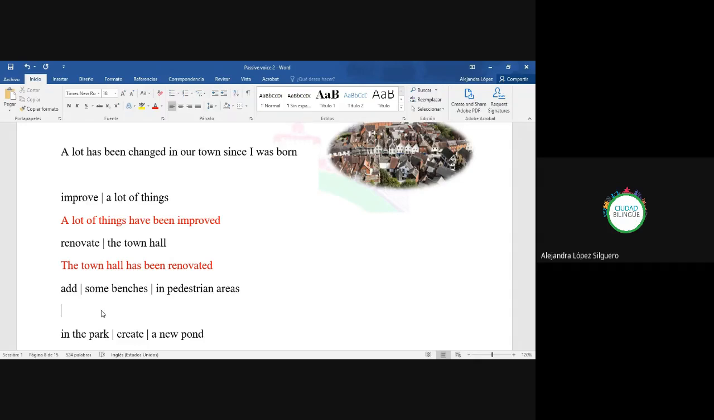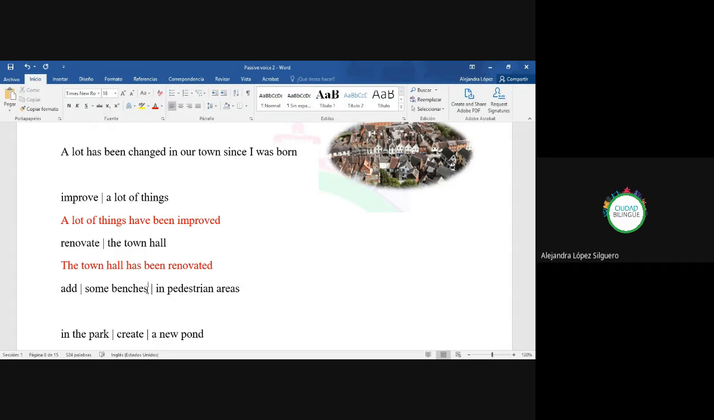Okay, some benches has an pedestrian area. Okay, remember, first one to identify the tense is very good. And the noun, tenemos some benches, right? This one is plural. So the auxiliary will be have, and remember the been. Have been or has been. Have been added. Very good, Israel, thank you.